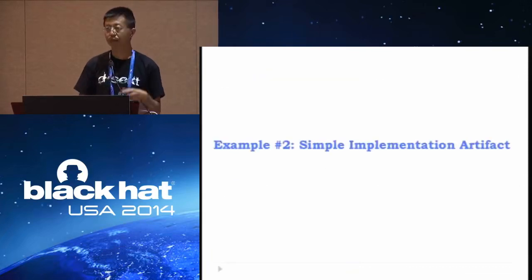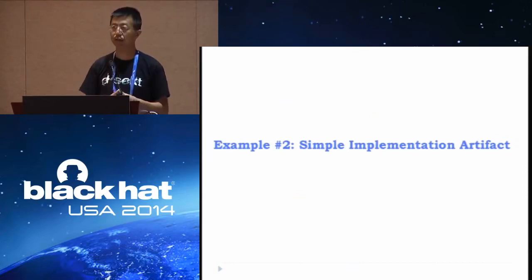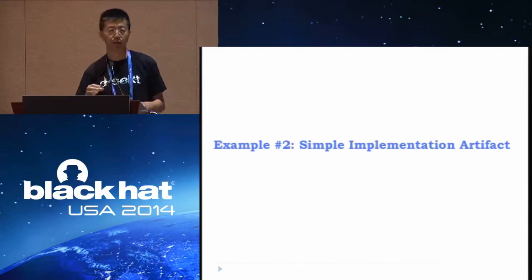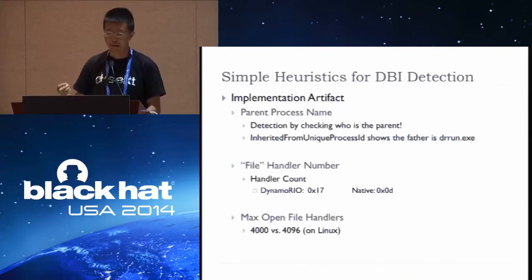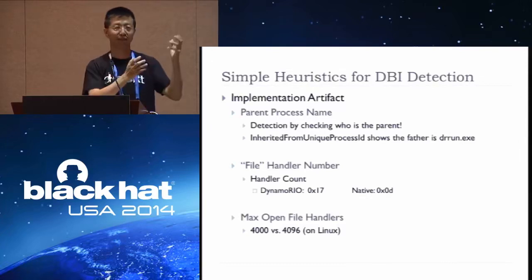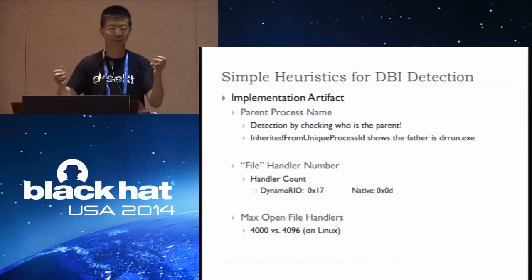The second group of attacks I want to present is about some simple implementation artifacts. Again, these are probably cases where the developer was not intentionally trying to hide everything, so we actually just expose this, and by the way, all of this can be fixed. So the very first example: if you get your program to check who is the parent process, you would probably imagine it's the Linux shell or the Windows command prompt. Well, it turns out it tells you it's drrun, which is the DynamoRIO program.